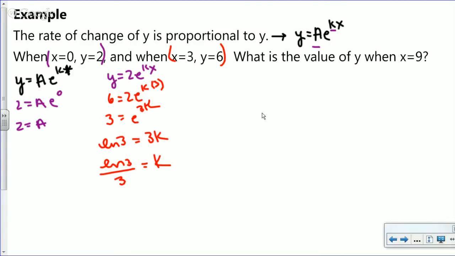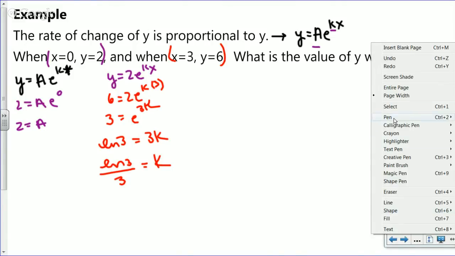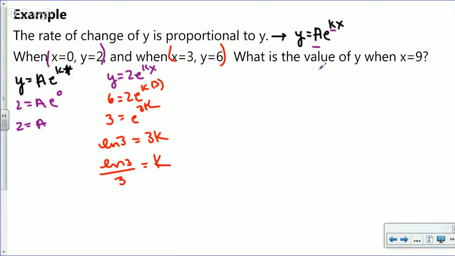Okay, so I now have my 2 constants, so I can now go and actually answer the question. So the question is, what is the value of y when x is 9? So now I can write my full equation. So y equals 2e to the ln of 3 divided by 3, or k if you stored it as k. Or if you wrote down the whole decimal, you should have gotten 0.366... something. Okay, so now I just need to go and type this into my calculator.